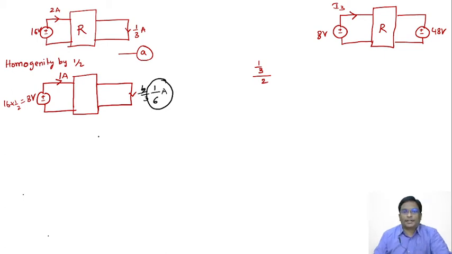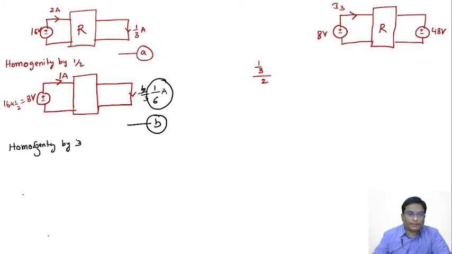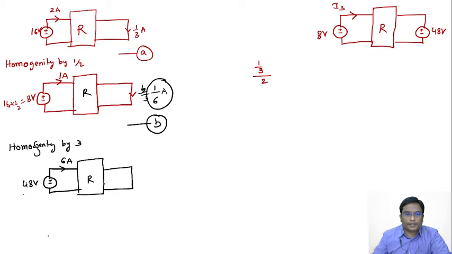Similarly, let us try to get the data for 48 volts at the input side. Let this be figure B. In figure A itself, let us apply homogeneity by 3. If I apply homogeneity by 3 for that resistive network, this is 16 into 3, 48 volts. And this response will become 2 into 3, 6 amperes. And this will become 3 into 1 by 3, which is 1 ampere. Let it be figure C.